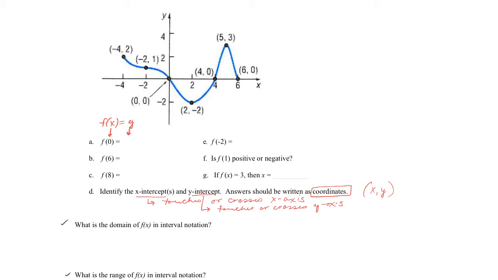Okay, and then for the two questions below, what's the domain and what is the range of f of x in interval notation? So interval notation, you're going to use either parentheses or brackets or some combination of the two. Remember, a bracket tells me a value is included, a parenthesis tells me that that value is excluded. So what I'd like you to do is pause the video and go and answer these questions, come back and check your answers.